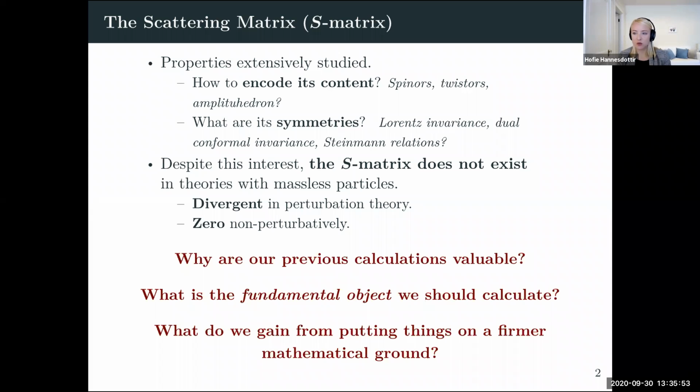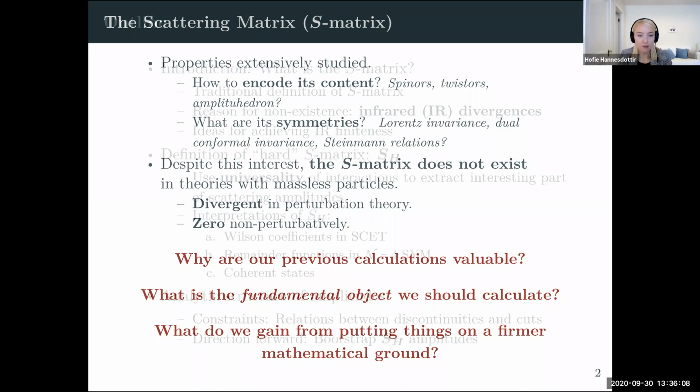And also, if we put things on a firmer mathematical ground, if we define something finite from the outset, what do we gain from that? Do we gain some insight, or do we gain some advantage? And yeah, so those are the points that I'm going to be discussing.